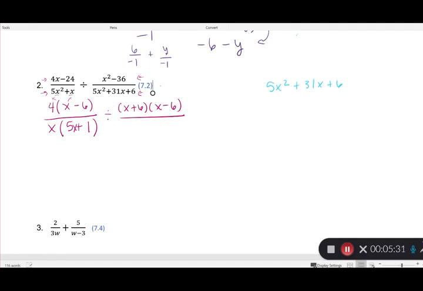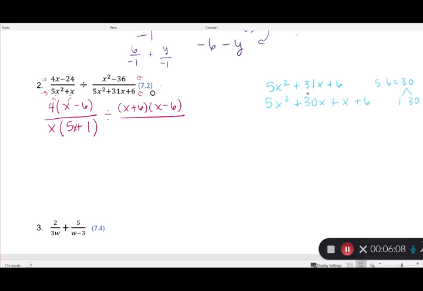And you're going to do grouping, which is the preferred method, where we do a times c. 5 times 6 gives me 30. And I'm looking for factors of 30 that combine to give me my middle. My first set of factors is 1 and 30, which happens to work for my middle. So this is fantastic. I'm going to write it as 5x squared plus 30x plus x plus 6, right? I'm breaking this 31 down into a 30 and an x. If I combined these middle two, I would get right back to where I started.